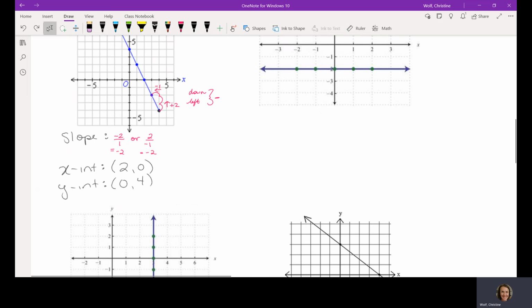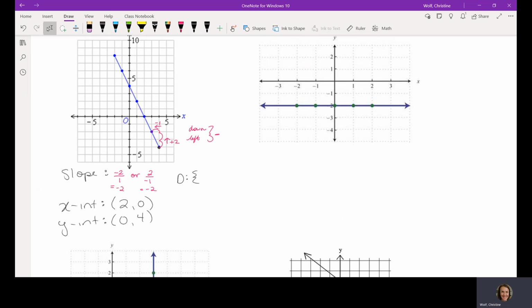Now, domain. So the domain is like how far left and how far right. Which x values does this graph span? The furthest it goes to the left is at the x value of negative 2. The furthest it spans to the right is right there, which is x value of 4. So my graph lives in between those two values. There you go. Range, how high, how low. My lowest point is negative 4. And my max point is at y equals 8. So my graph lives in between negative 4 and 8.